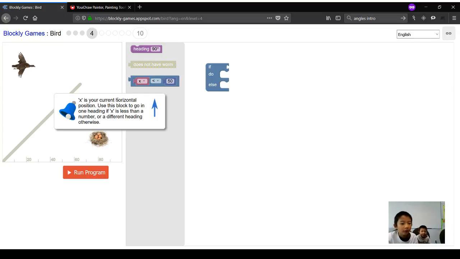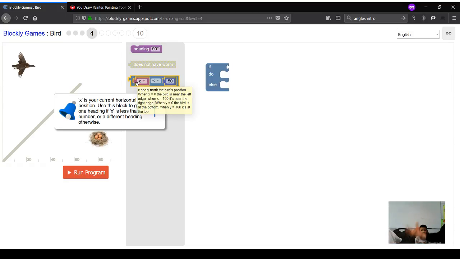Your current horizontal motion. Position, yes. This block is: go in one heading if X is less than a number, or a different heading otherwise. So I'll tell you what this means. This block here compares two things.